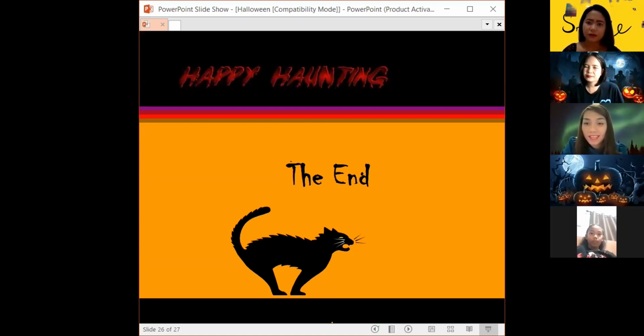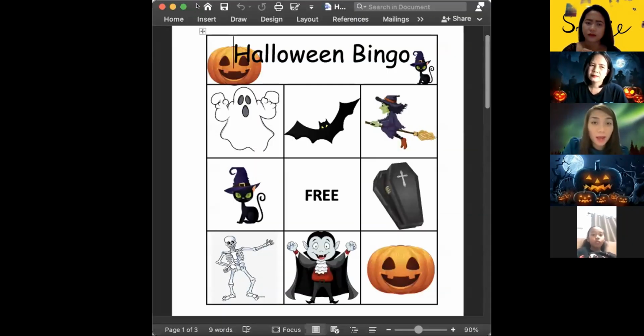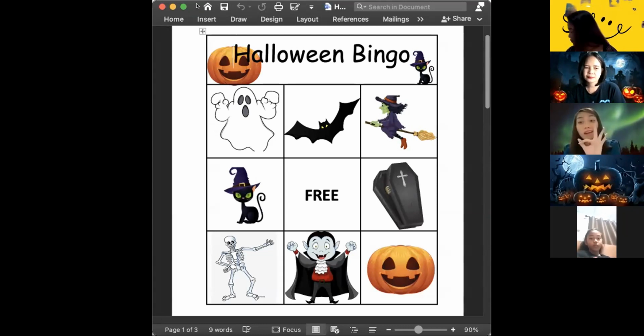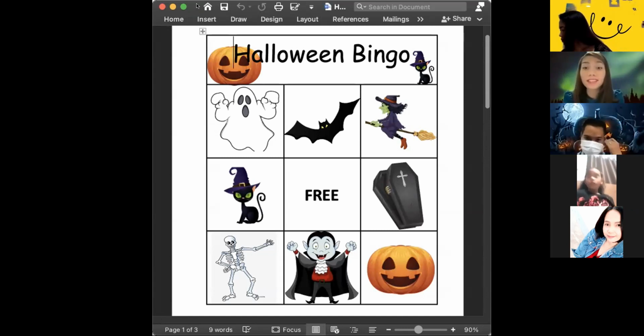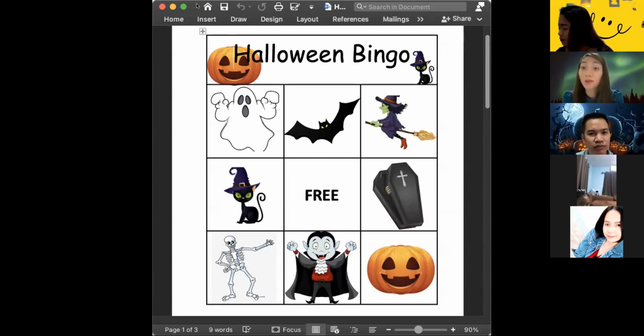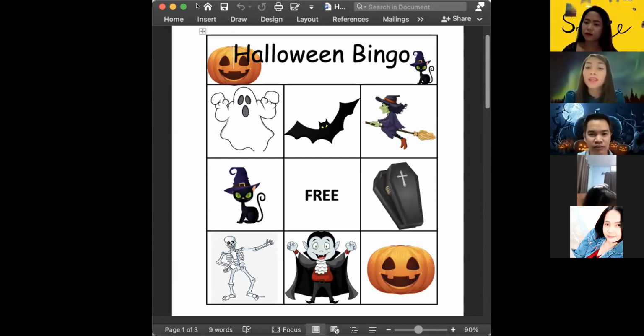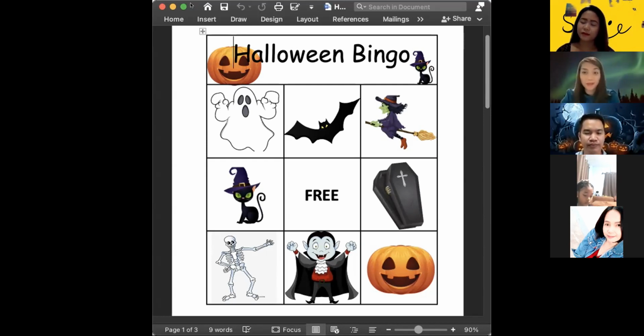Now, this is a sample card for you. I asked Teacher Oil to distribute random cards to you. I made 3 different cards and they were distributed randomly, meaning you will not have the same cards at the same time. You will get different types of cards. So this is the first type of card that we're going to play.